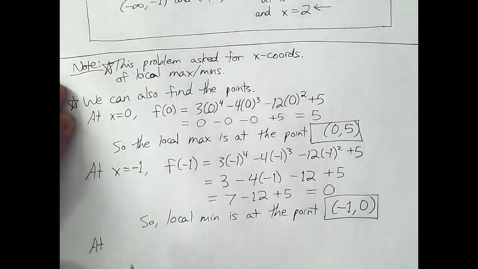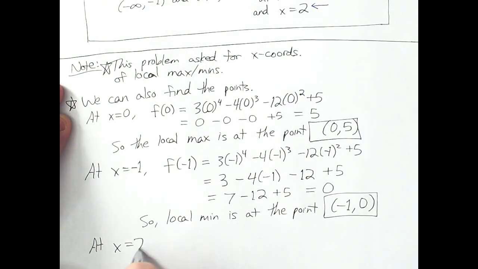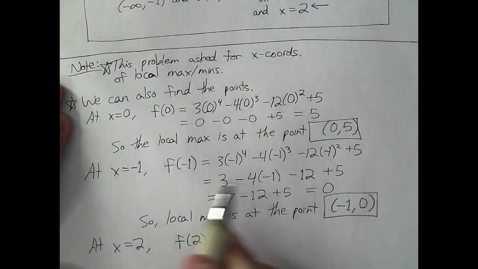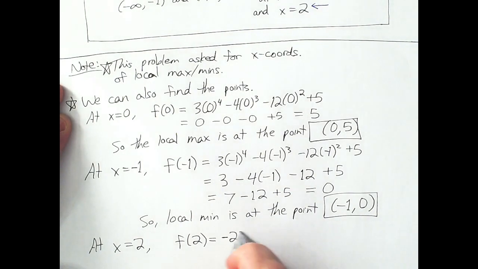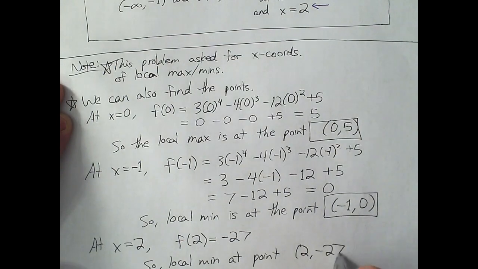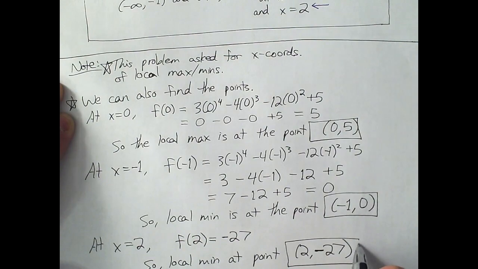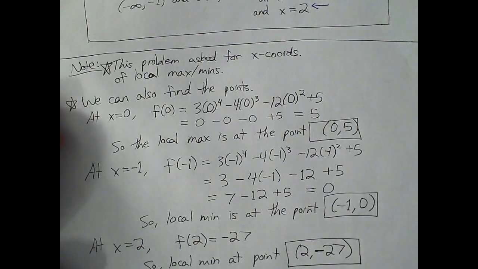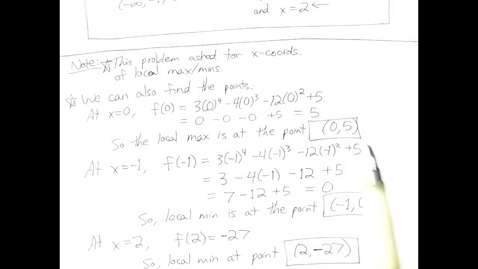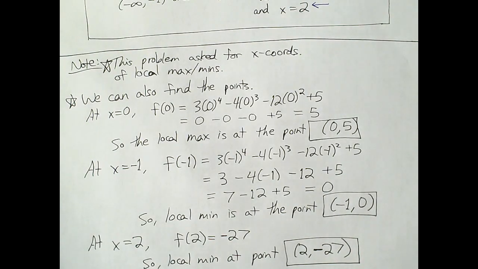And we could do the other one. And I'll skip some of this, but at x equals 2, you should find f of 2. You could do this yourself. I actually did this and found -27. So that's a local min at the point 2 comma -27. So, you know, the problem only asked us for x coordinates, but I'm just trying to show you that you can find the y coordinates also if you needed to.